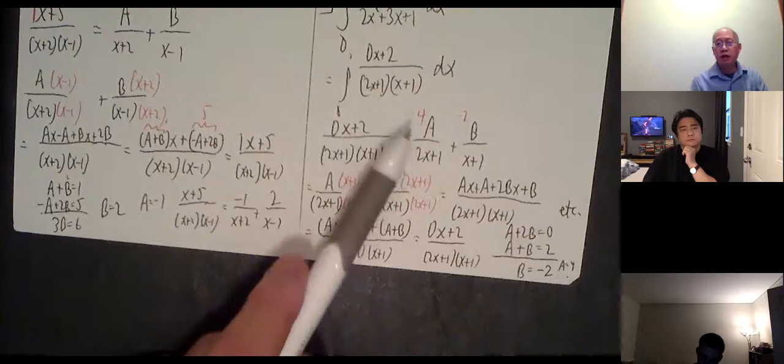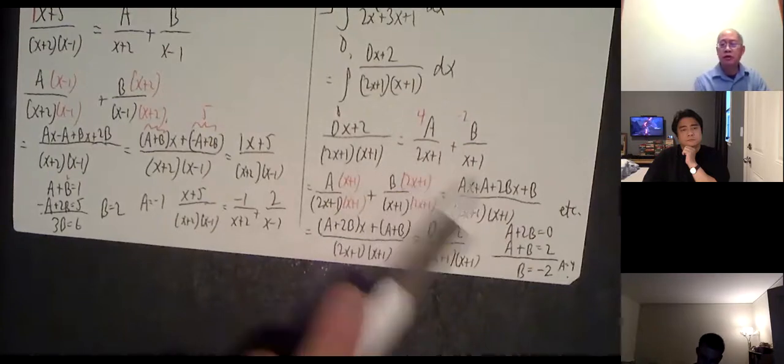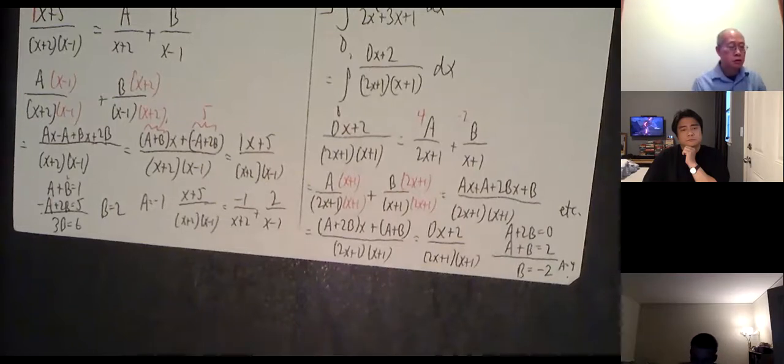Okay, so you're just integrating 4 over 2x plus 1 minus 2 over x plus 1, and I'll just say etc. for the rest of that one. Okay.